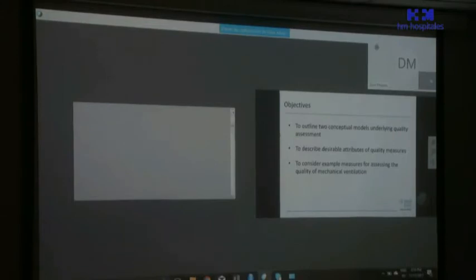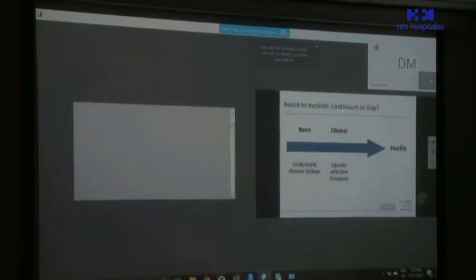I wanted to talk about quality measures and some specific desirable attributes of that, as well as then some example measures specifically related to mechanical ventilation and patients who are receiving mechanical ventilation.